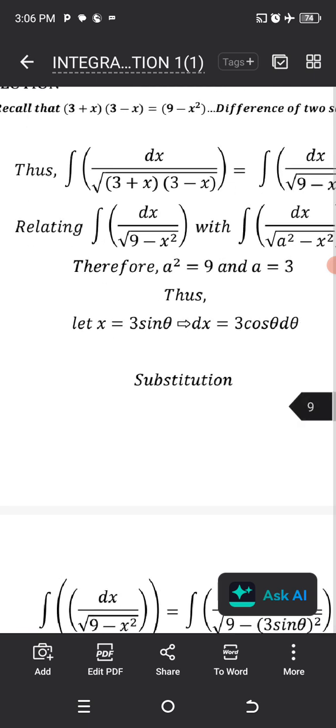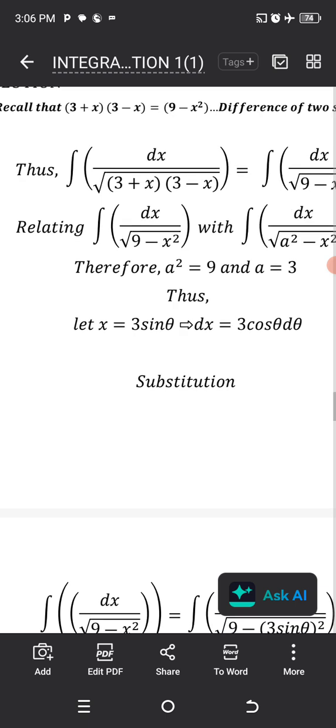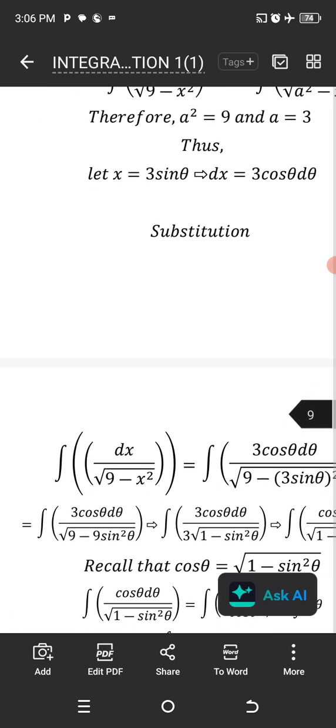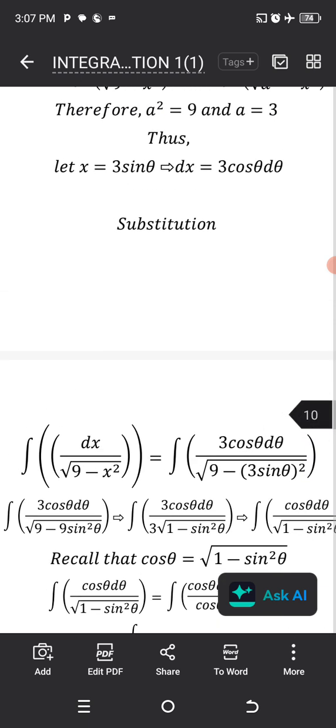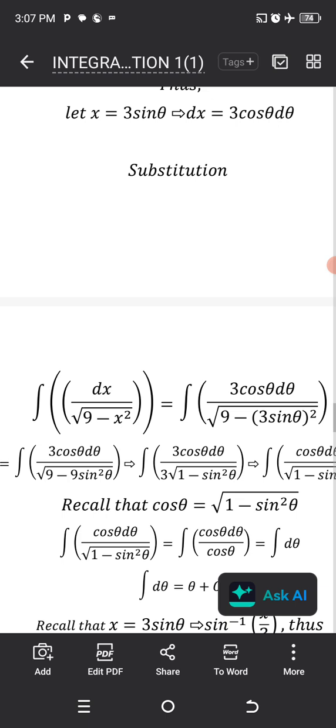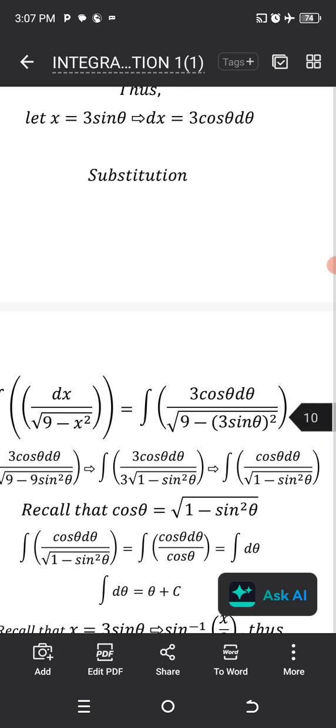Differentiating x with respect to theta, this implies that dx is equal to 3 cos theta d theta, because differentiation of sin theta is cos theta, and if we want to integrate cos theta, we get sin theta back. Then you substitute. Substitution means replacing x with anything that involves theta, the relationship between them. Recall that our dx is 3 cos theta d theta. That is why dx is being changed to 3 cos theta d theta.